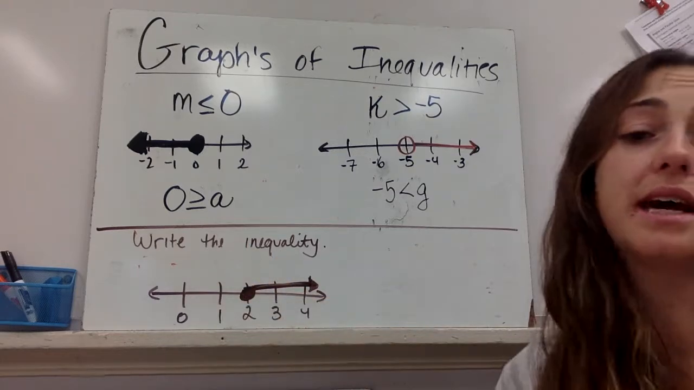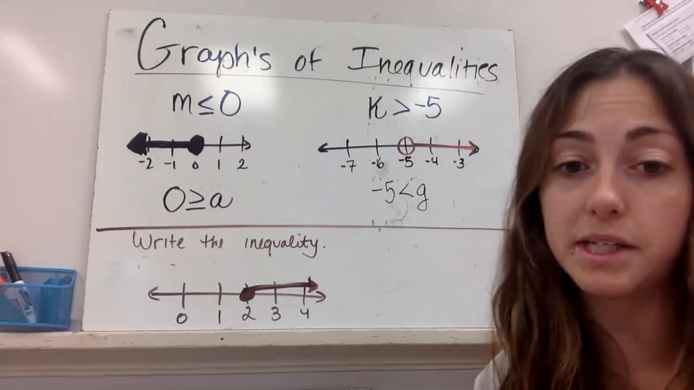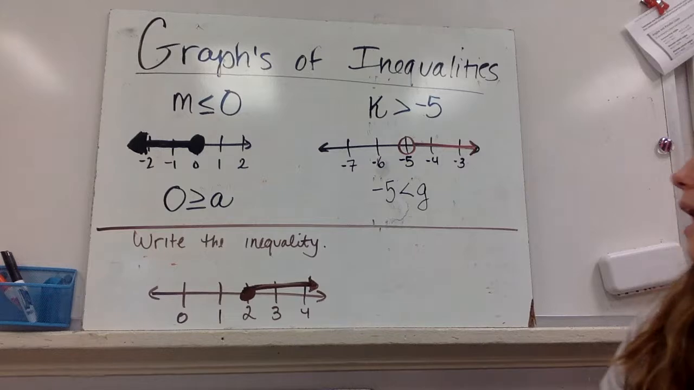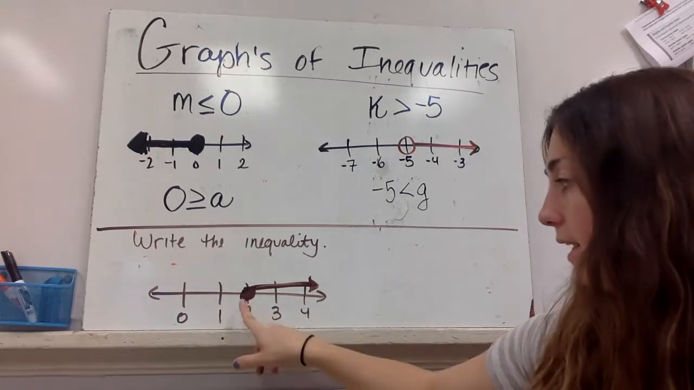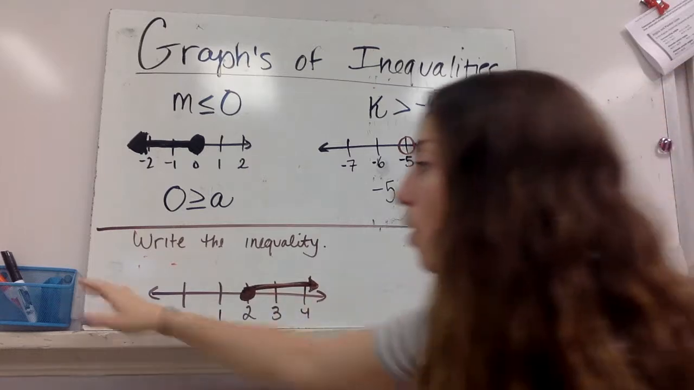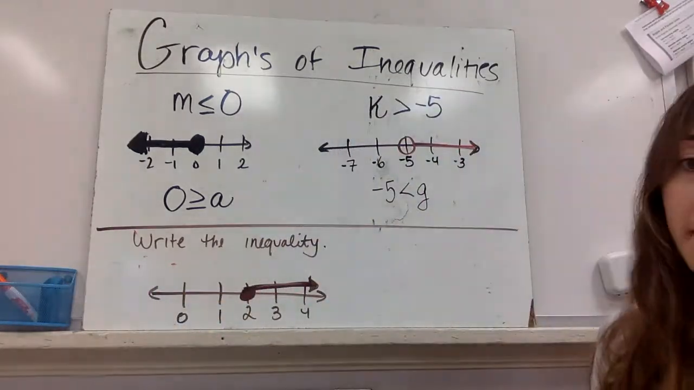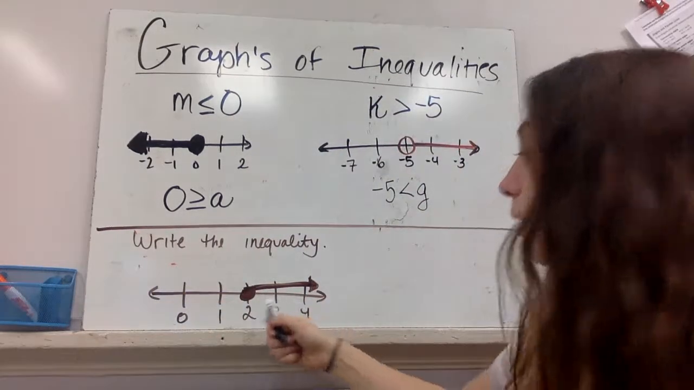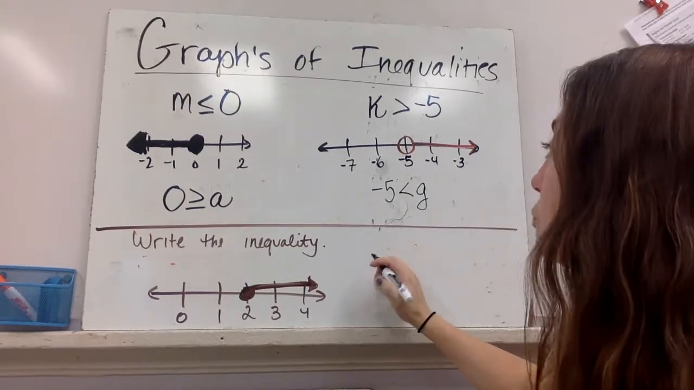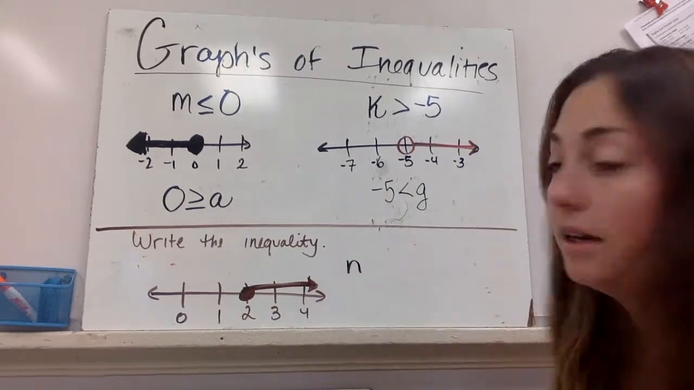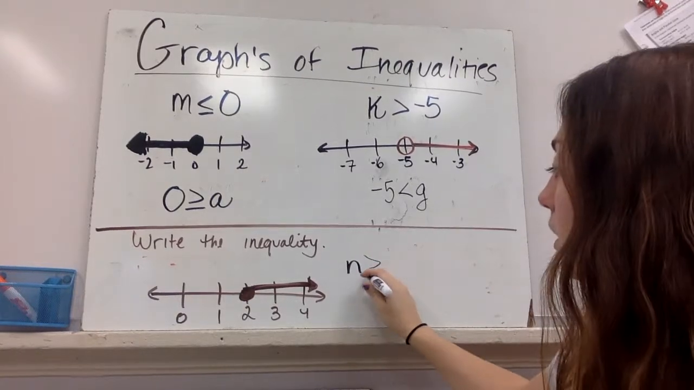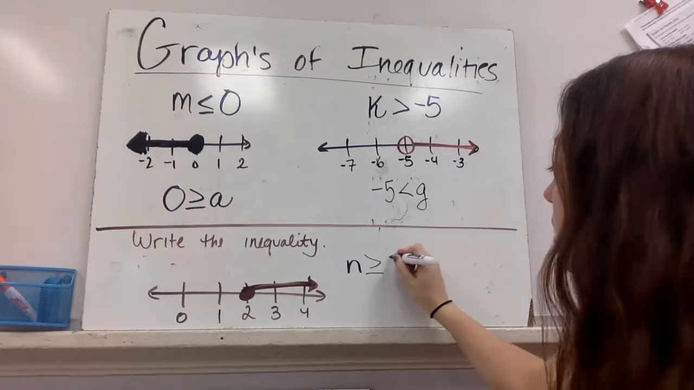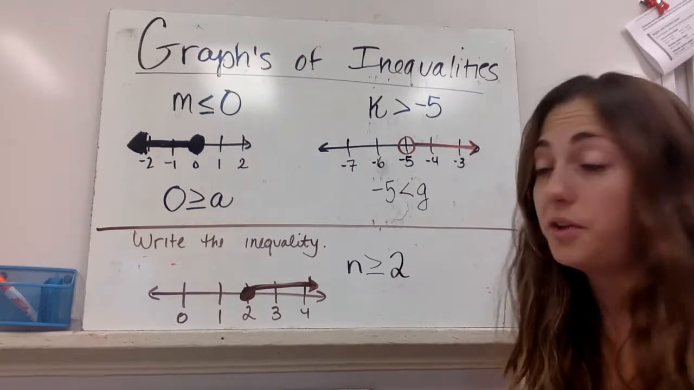All right, the next thing that we kind of expect you to know at this point is writing an inequality. And to write an inequality, if you see here, you have a number line. It's shaded at 2, and all the values are greater than 2, right? 3, 4 is greater than 2. So you pick your favorite variable. I'll use n. And n is greater than or equal, because it's closed, to that number 2. And that's all there is to that.